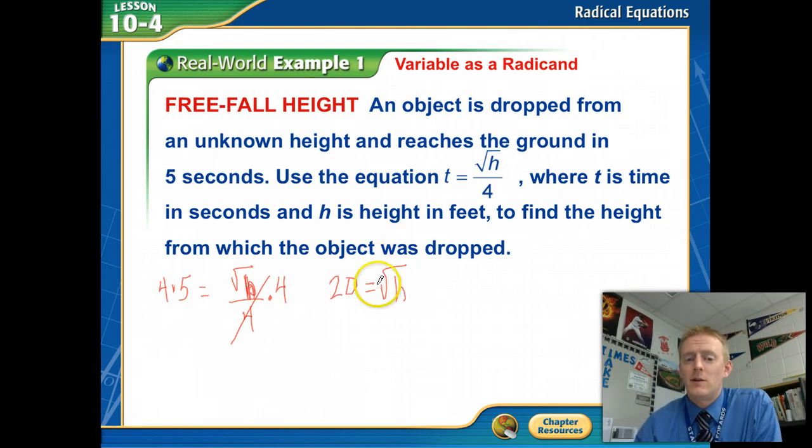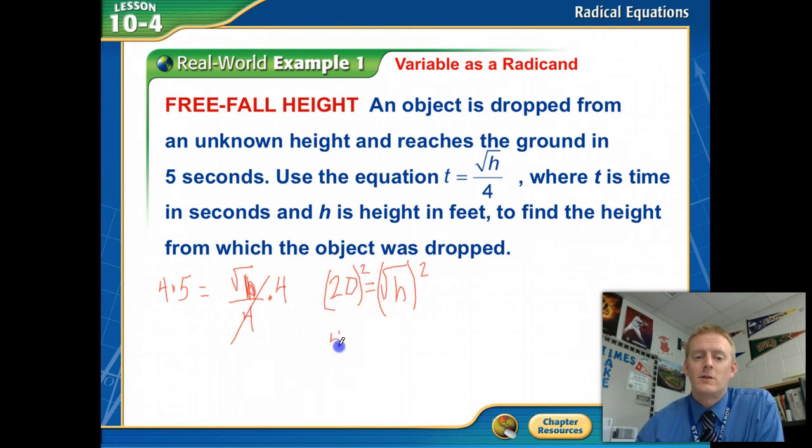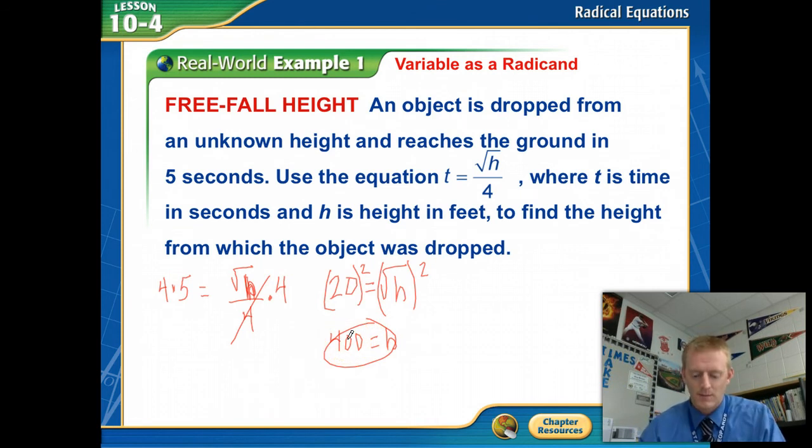Now to get h by itself, we need to get rid of the square root. So we're going to square both sides so that the square root will go away. 20 squared is 400, so 400 is equal to h, because the square root of h squared is just h. So the height of this object would be 400 feet. Now we plug that back into our calculators. I'm going to do the square root of 400, divide it by 4, and it equals 5. So when it equals 5, I know I've done things correctly, and I've double checked like I'm supposed to.